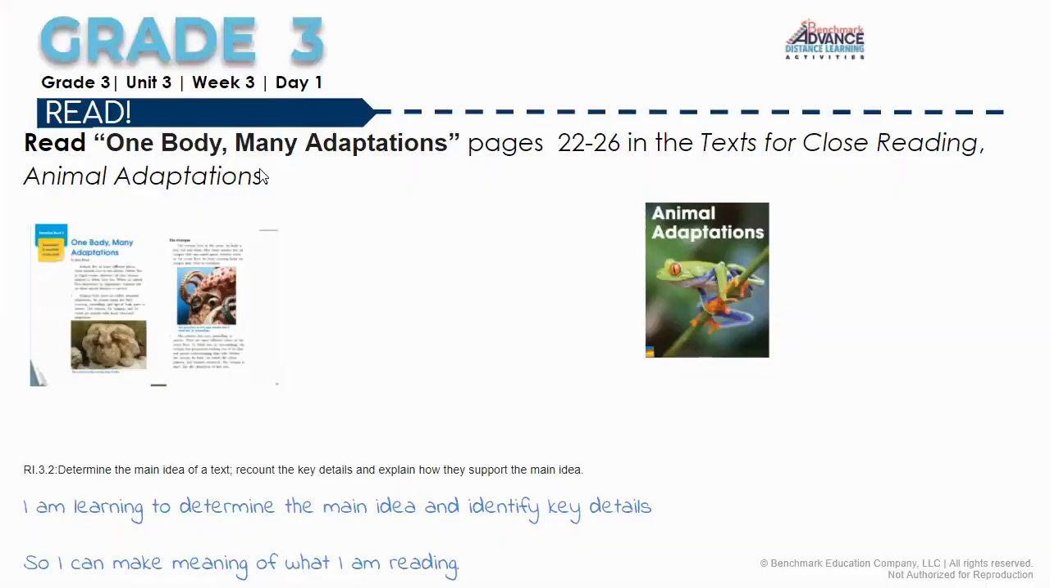Today we will read One Body, Many Adaptations found on pages 22 to 26 in the text for close reading, Animal Adaptation. Today we will learn how to determine the main idea and identify key details so that we can make meaning of what we are reading.